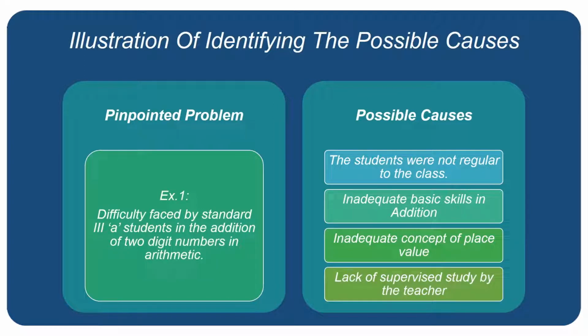Another cause is inadequate basic skills in addition. Basically they come from a background where they have inadequate basic skills in addition. Another cause may be inadequate concept of place value. Many a time this can also be one of the important causes. And lack of supervised study by the teacher can also be a cause. A teacher is not giving sufficient time and is not supervising how children are learning when it comes to mathematics. So these become possible causes.